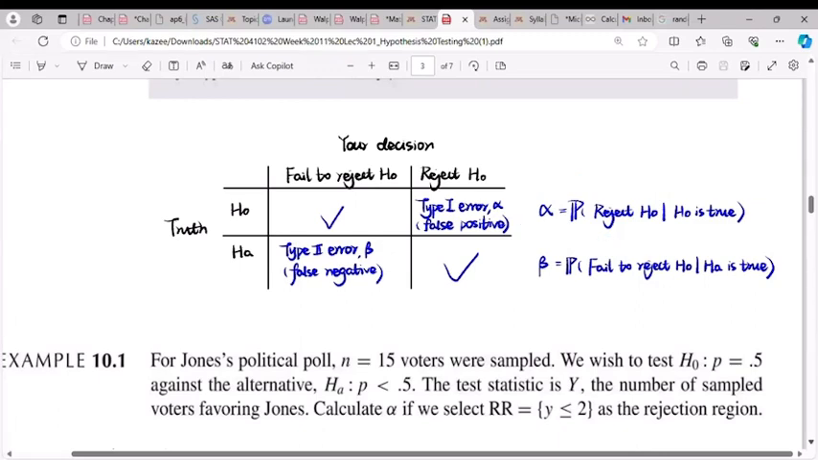Beta is the probability of committing type 2 error. You fail to reject H naught when the alternative is true. Okay, now that is that.